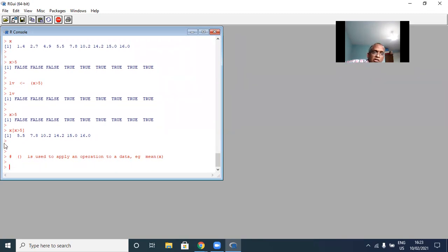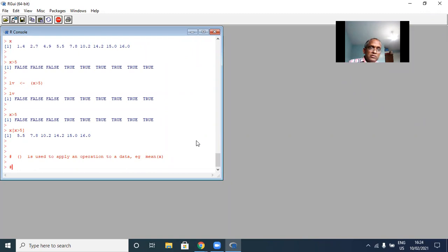Whenever I use a round bracket, and there's a difference between a round bracket and a square bracket. Whenever I use a round bracket like this, I mean the following. That is, I'm using an operation, like for example, a mean, to something that is contained within the round brackets, which could be a data set. So for example, this mean of x gives you the average value of the data that is contained in x.